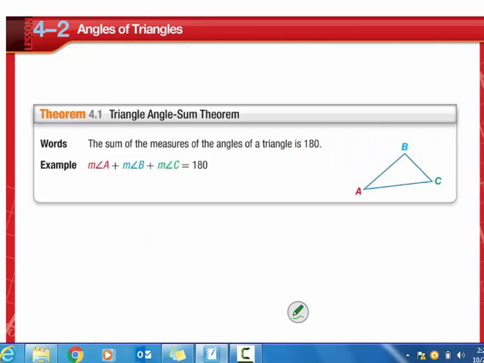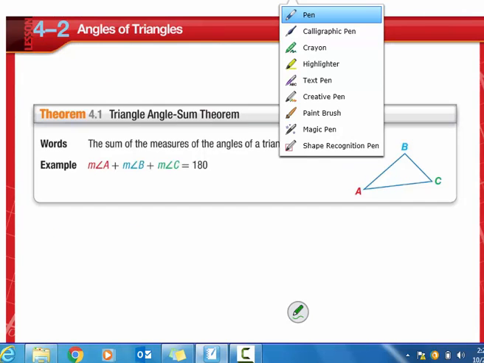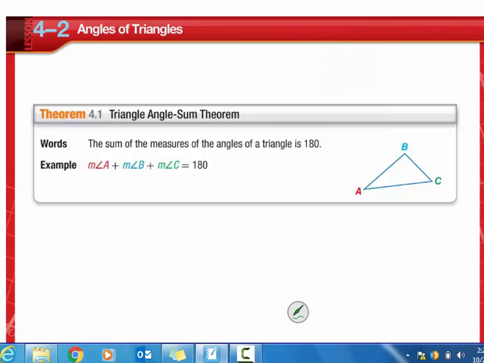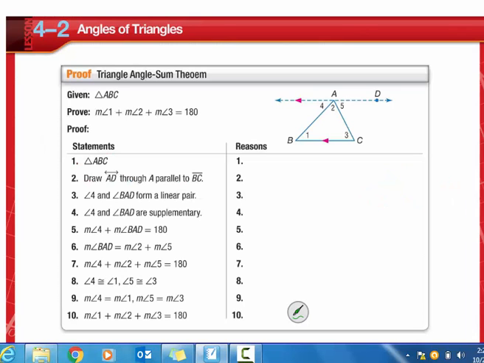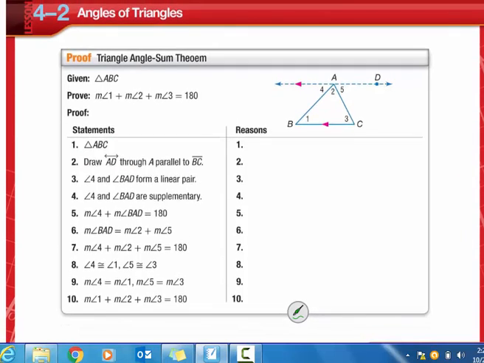Okay, let's go. So the first thing that we have today is the triangle sum theorem. The triangle sum theorem tells us that the measure of the angles of a triangle is 180, meaning the measure of angle A plus the measure of angle B plus the measure of angle C equals 180. We already know this. We're going to prove the triangle sum theorem. I have a proof right here. We're going to use this to prove the triangle sum theorem.